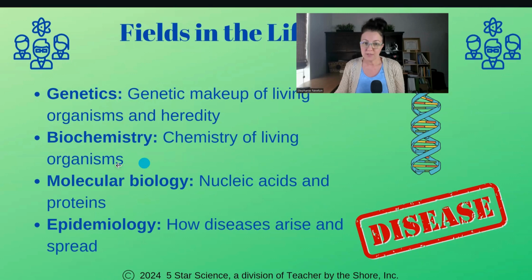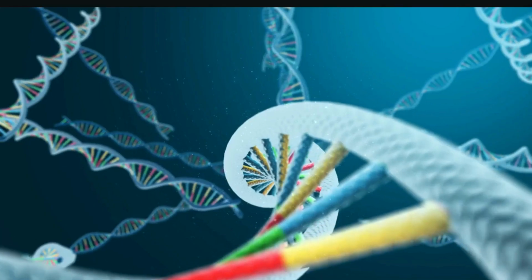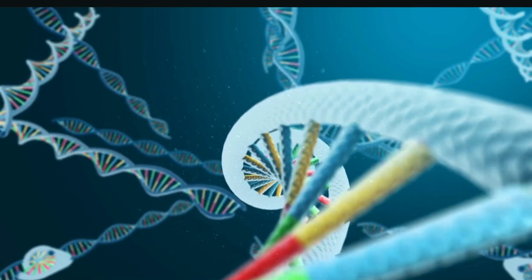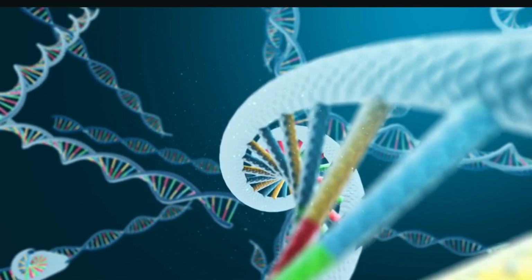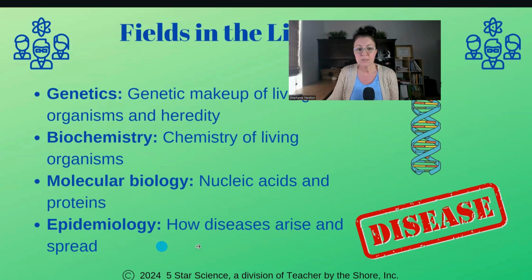A biochemist would work with chemistry of living organisms. A molecular biologist works with nucleic acids and proteins. So this would be like DNA, RNA, that kind of thing. An epidemiologist would study how diseases arise and spread.